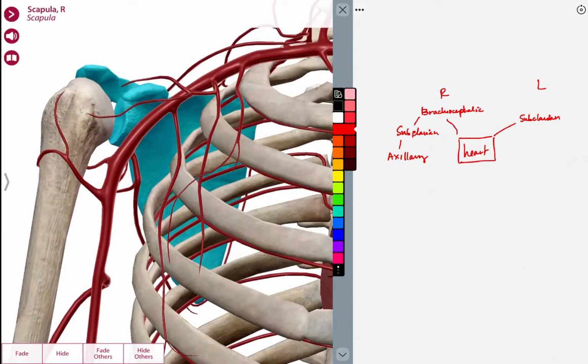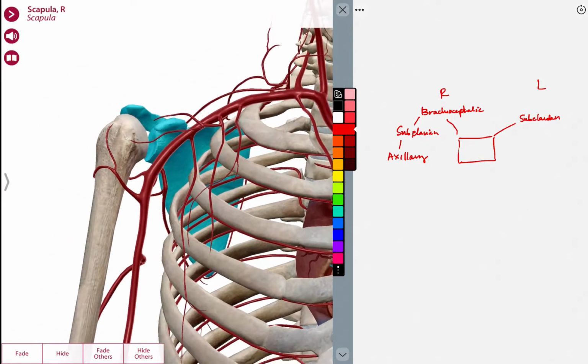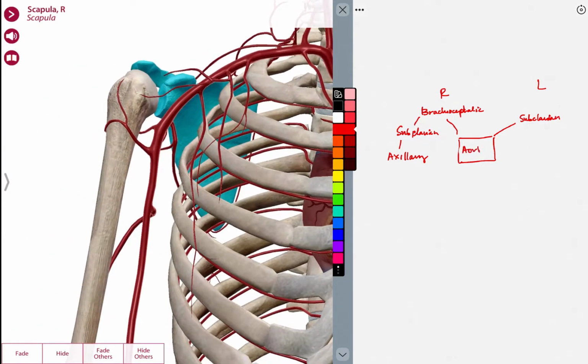The roughest thing about the arteries of the arm is that they're going to change name a lot as we go down the arm. So it starts being called the subclavian, and then it's going to change its name to axillary as it goes through the axillary region. Axillary region, remember, is sort of the armpit.